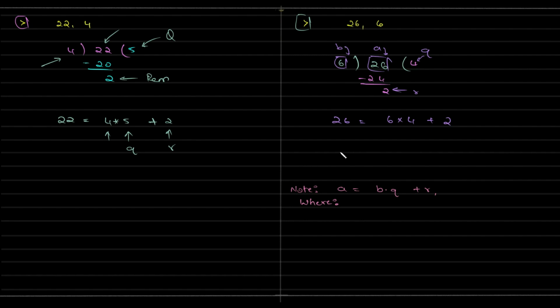So in general, how can I write all of this process? Well, I can write it as A is equal to B, which is your divisor, into the quotient plus a remainder. Any number A which is getting divided by some number B, we can obtain back the number A by multiplying with the quotient and then adding the remainder. So one important conclusion is that the remainder is always lesser than the divisor, is it not?